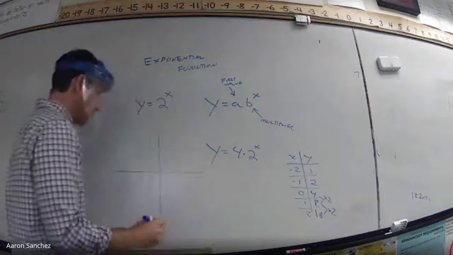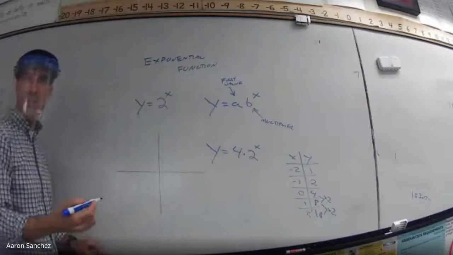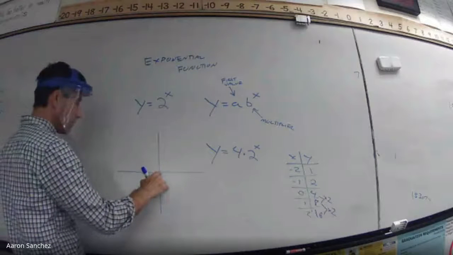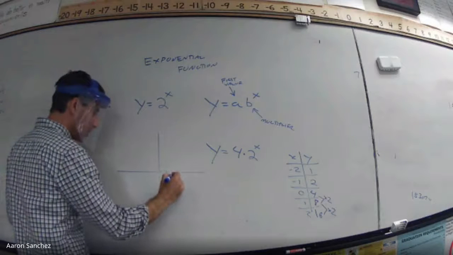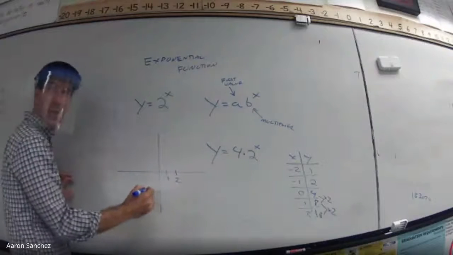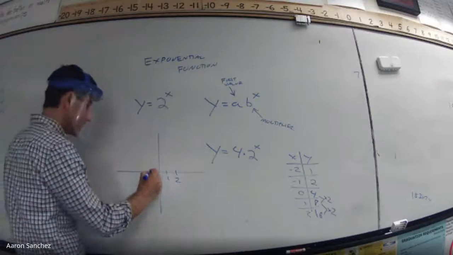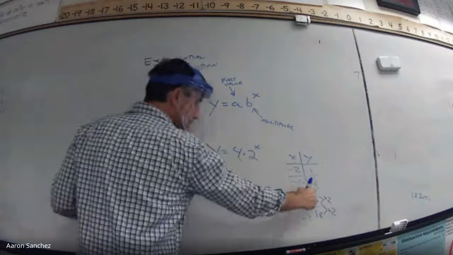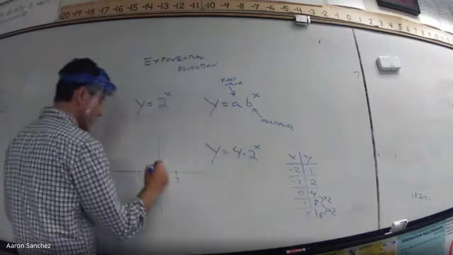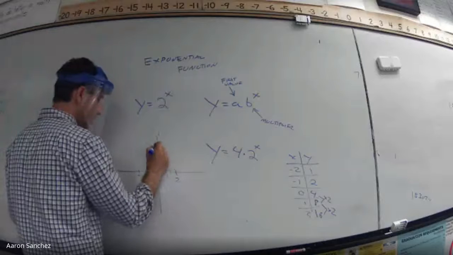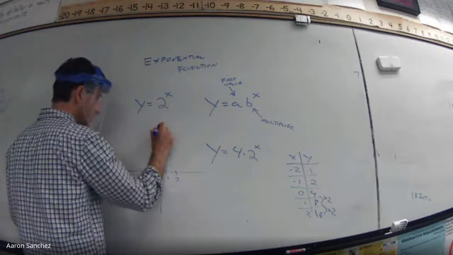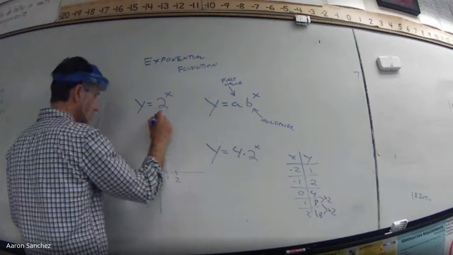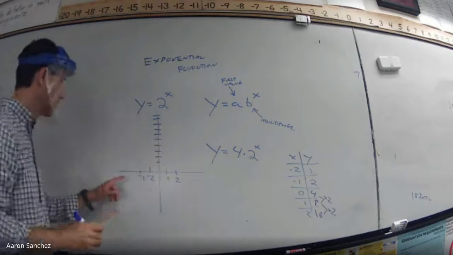To graph it, I'm just going to do a quick sketch graph to see what an exponential function looks like. Remember, this is 0, this is 1, this is 2, and then this is -2, this is -1. For my y's, I want to go all the way up to 16, so I'll just go up 1, 2, 3, 4, 5, 6, 7, 8. I'll just go up to 10, whatever.